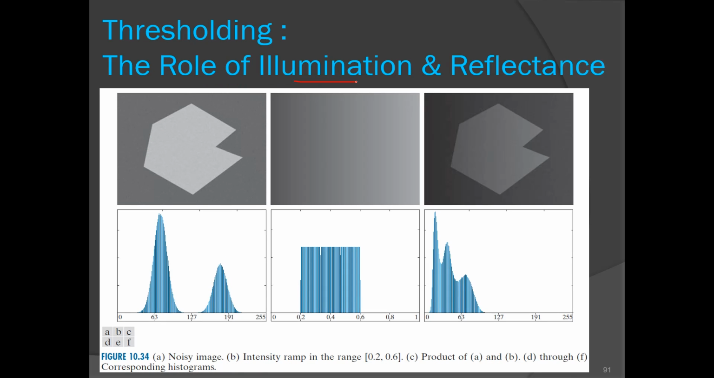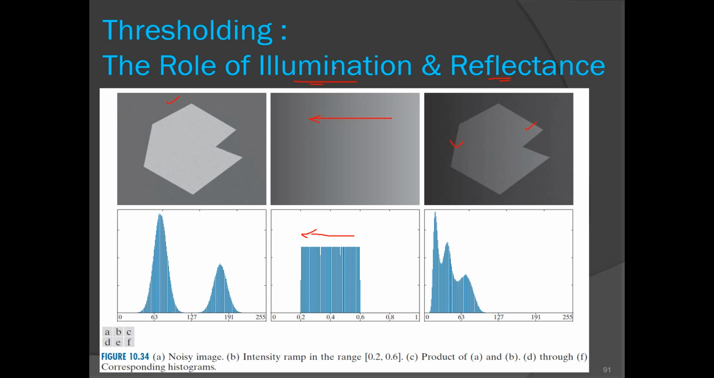Now this is the effect of illumination and reflectance. See here, this image is used for this example. So it is the image with Gaussian noise with zero mean and 10 standard deviation. Now here, as you can see, we have non-uniform illumination. So illumination is decreasing from right to left. Okay, and this is the intensity values of illumination.